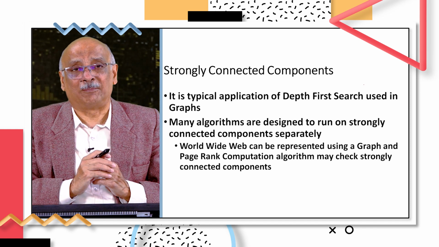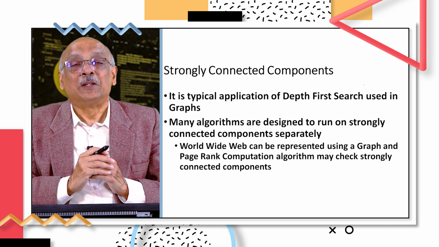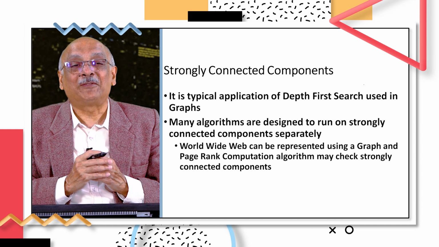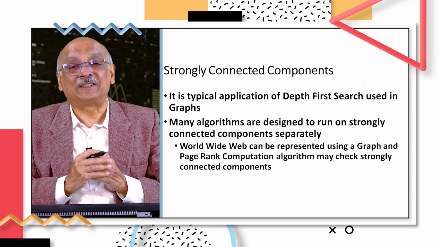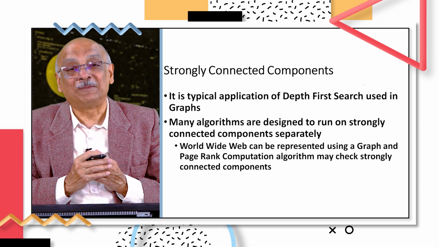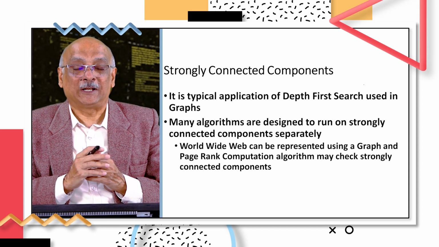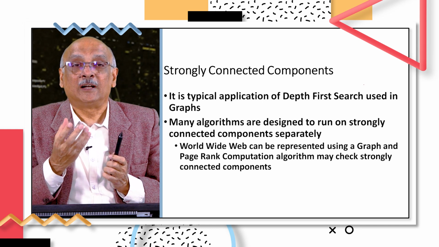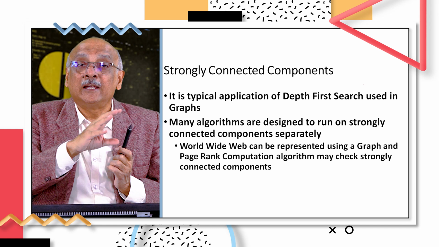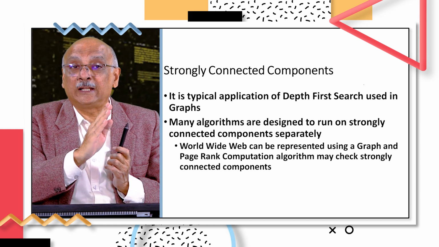Another very good example for this situation is the World Wide Web. The World Wide Web can be represented using a graph, and the PageRank computation algorithm, which is one of the most important algorithms by Google, may check strongly connected components. It may be using strongly connected components in determining many things together, because the web is not one strongly connected component.